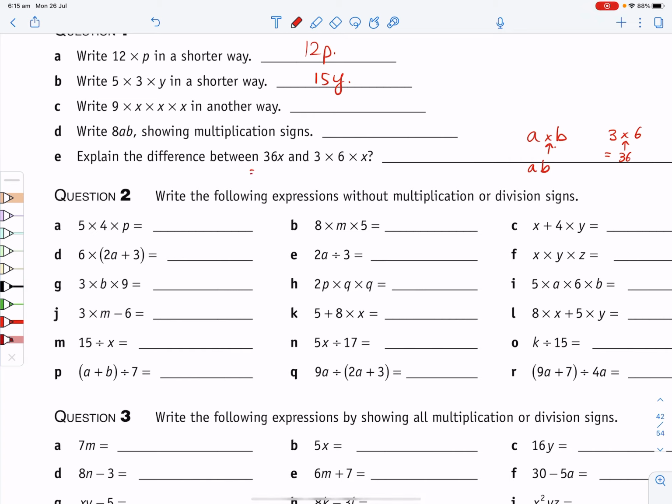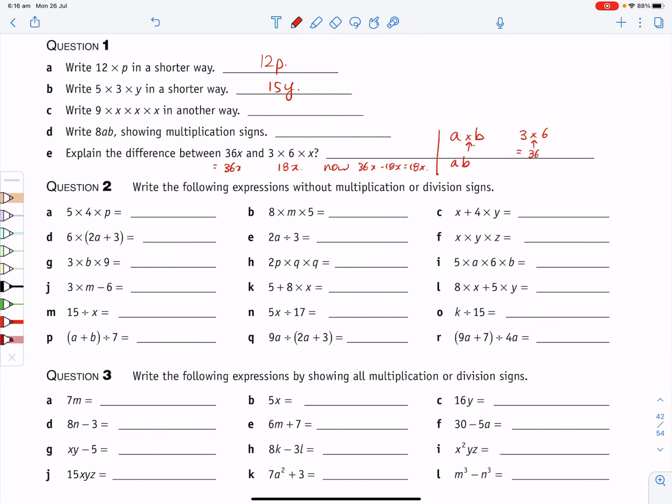Well, 36x is just 36x. 3 times 6 times x is 18x. So they're completely different terms. Now, what's the difference between them? Well, you can subtract, because that's what difference means. 36x minus 18x is 18x. And you're finished. Very important you understand that.